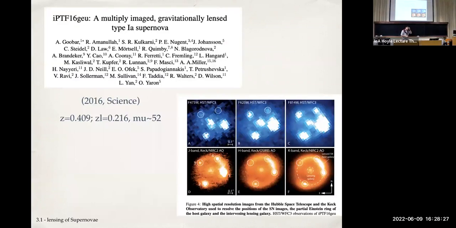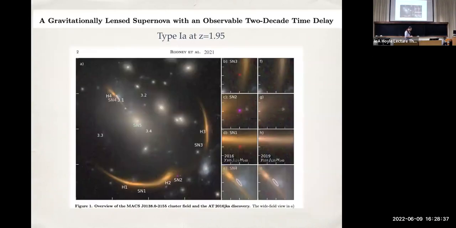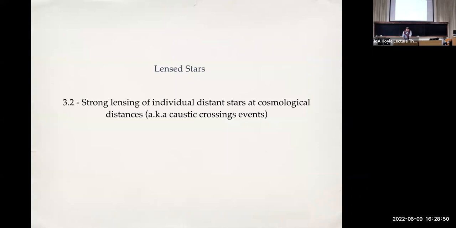Since then, there have been a couple of other examples of lensed supernovae. This one was published in Science in 2016. This is a type 1a supernova found in the PTF. Recently, Steve Rodney published another one in this lensing cluster. You can see the red dot here. And it also has a time delay prediction for several years from now. So I'm sure people will follow it.